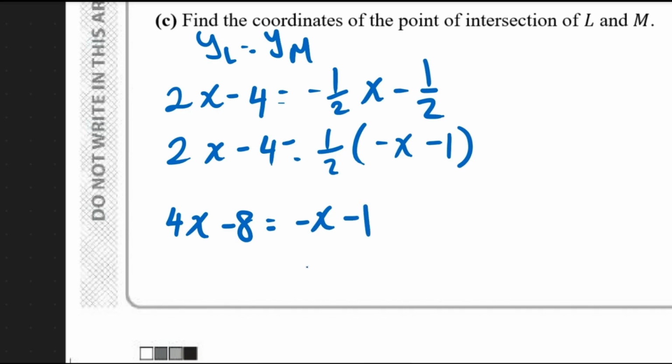So to collect x's on one side, we need to bring minus x over to the other side as plus. That means it would be 5x, and bring minus 8 over to the other side as plus 8. So plus 8 take away 1 would be 7. So x equals 7 over 5.